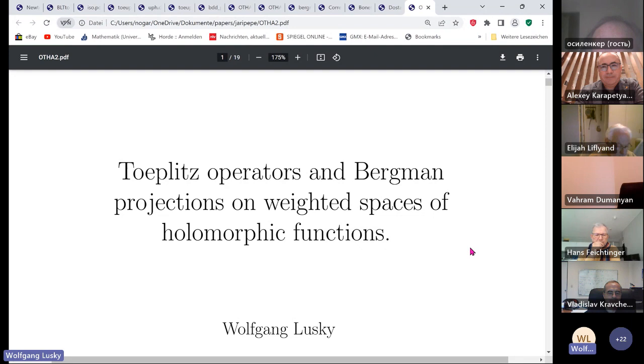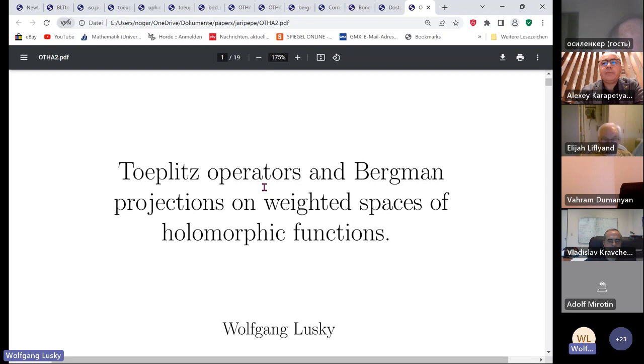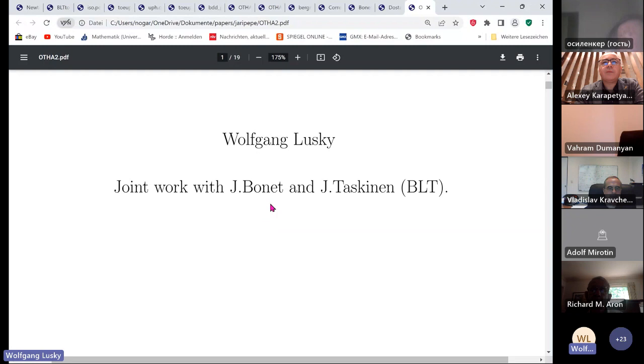So the topic of my talk is weighted spaces of holomorphic functions with a special emphasis on Toeplitz operators and Bergman projections. This is joint work with Jose Bonet from Valencia and Jari Taskinen from Helsinki. So let me start by giving the basic definitions.